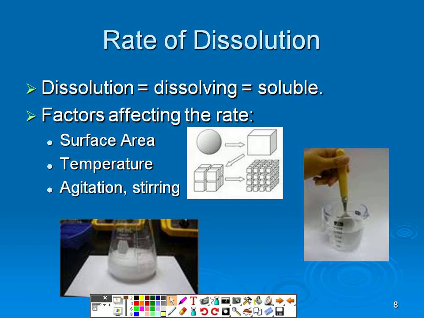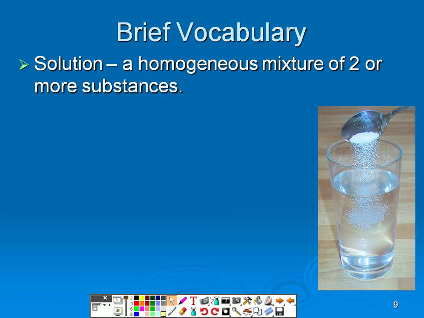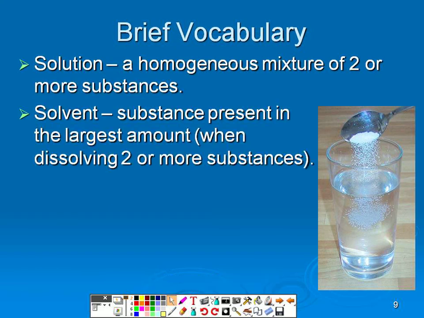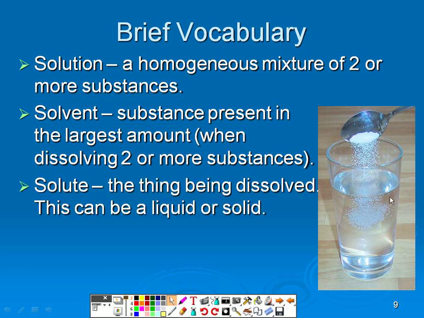If you increase the temperature, you can increase the rate of dissolution. And if you agitate or stir, you can also increase the rate of dissolution. Solution: a homogeneous mixture of two or more substances. The solvent is the substance present in the largest amount. For example, over here in this glass, the water is present in the largest amount.